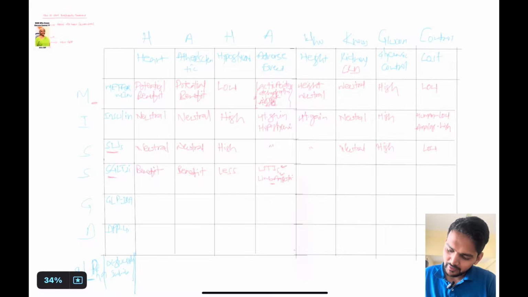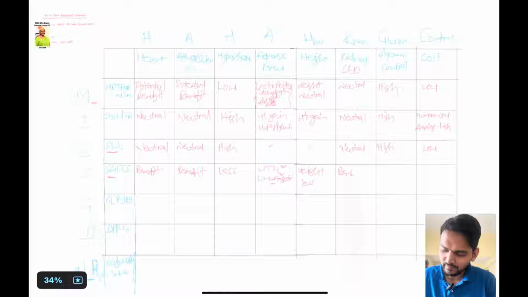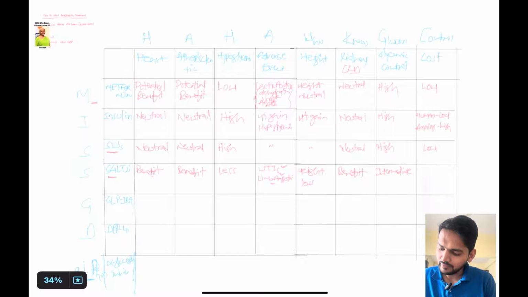When it comes to weight, it has shown that this group of drugs will cause weight loss. So very helpful in obese diabetic individuals. Kidney health, again, beneficial. Glycemic control, it has intermediate effect. Like not too high, not too low efficacy. And cost, it has also come down now. We can consider it as lower cost only.